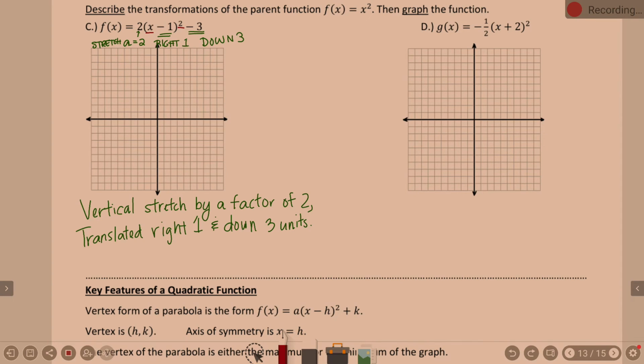Where's my vertex going to go? Vertex still moves. Right 1, down 3. Now, how do we handle the rest of this? On a normal parabola, what was our chart we were using? We were using 0, 0, 1, 1, 2, 4 for our reference, right? So that was on a normal x squared.